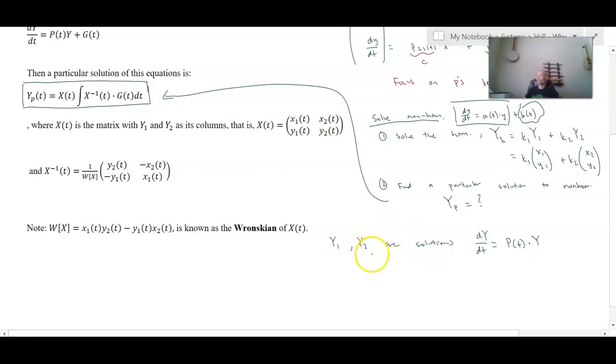In other words, this means that if you take the derivative of the y1 vector, you get the same thing as taking the coefficients times y1. And same thing goes for y2, dy2 dt, its derivatives are going to be the same answers that you would get if you took p of t times y2. Okay, that's going to be useful for substitution purposes, as we'll soon see.